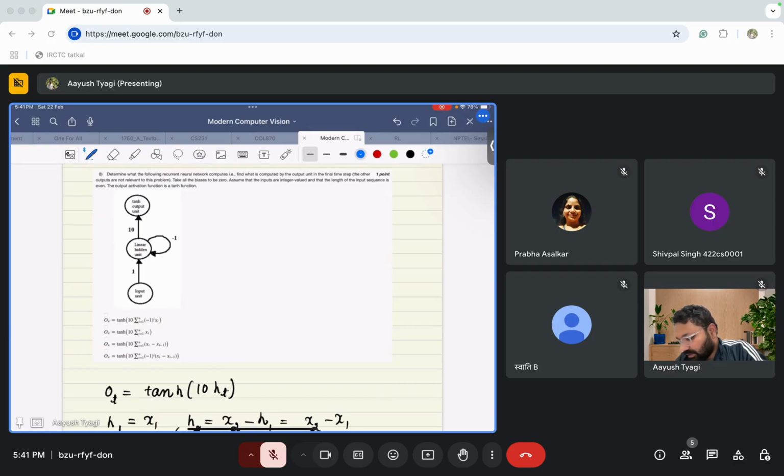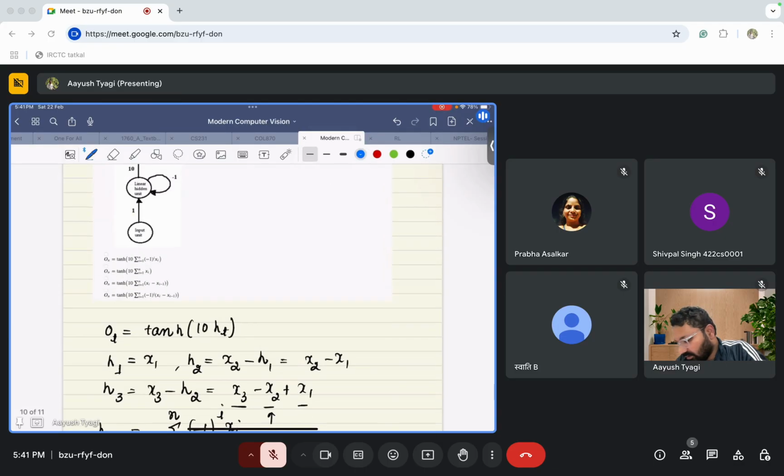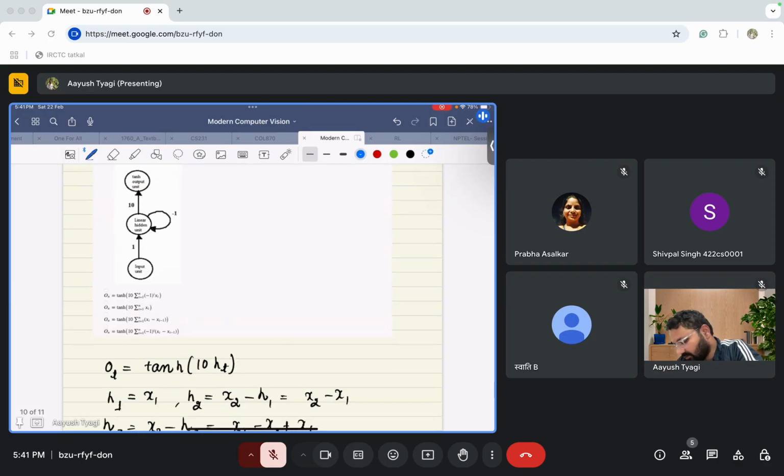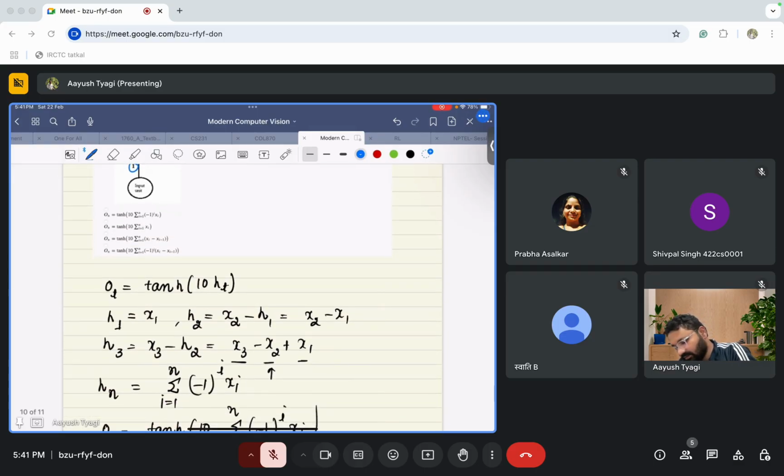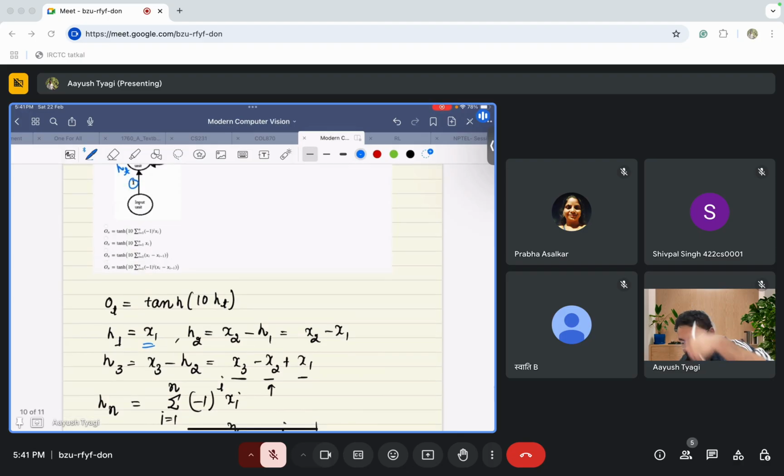The output activation function is tanh, right? So the output activation function is tanh, which is multiplied by 10 times the hidden unit h_t, and we basically have an input which is multiplied by 1, and there is a recursion with -1. So at t=1, h1 is basically equal to x1, right? This is the first input we have given, and it is placed in the hidden layer.